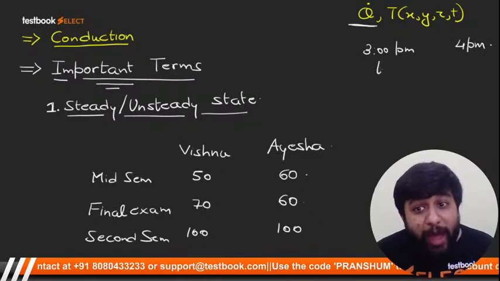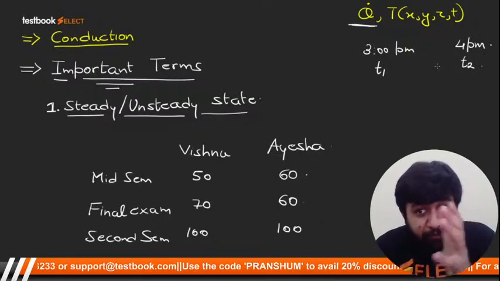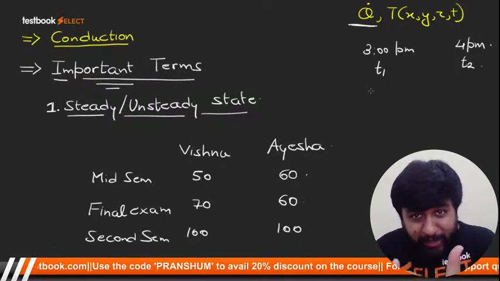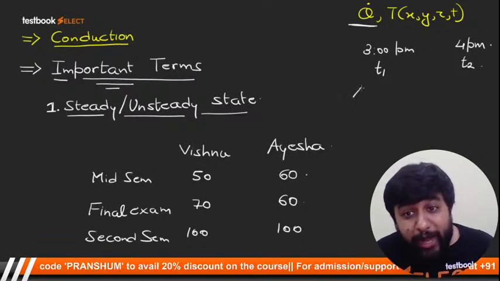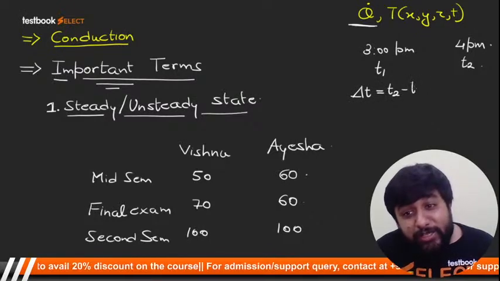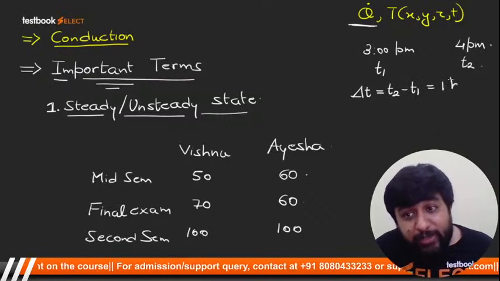This we will show by T1. This we will show by T2. 3 p.m. is a time instant and 4 p.m. is a time instant. But the 1 hour between them will be called the time period. How do you write time period? You write it as delta t, that is final time minus initial time. This will be equal to 4 p.m. minus 3 p.m., that is 1 hour.